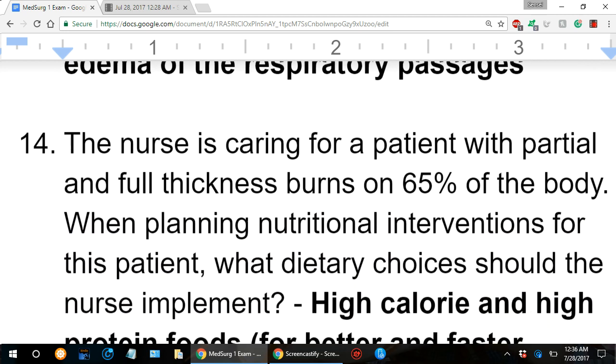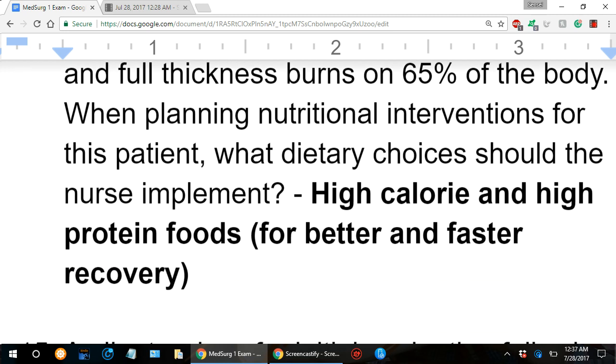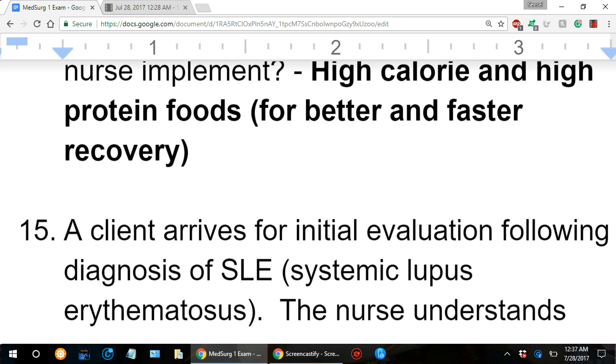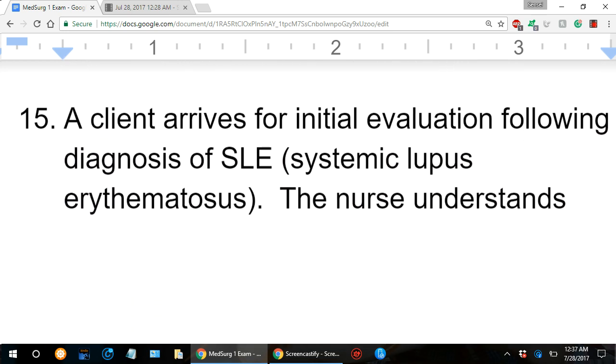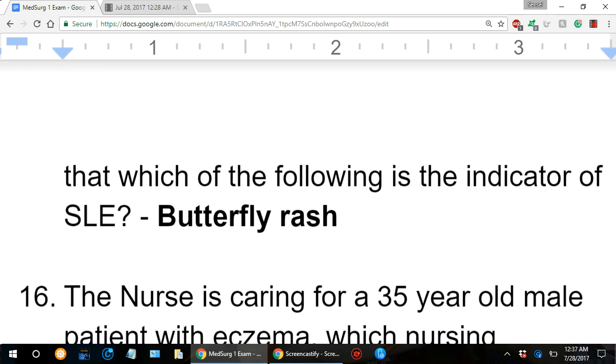The nurse is caring for a patient with partial and full thickness burns on 65% of the body. When planning nutritional interventions for this patient, what dietary choices should the nurse implement? High calorie and high protein food for better and faster recovery. A client arrives for initial evaluation following diagnosis of SLE, which is systemic lupus erythematosus. The nurse understands that which of the following is the indicator of SLE? The answer is butterfly rash, the one on the face.